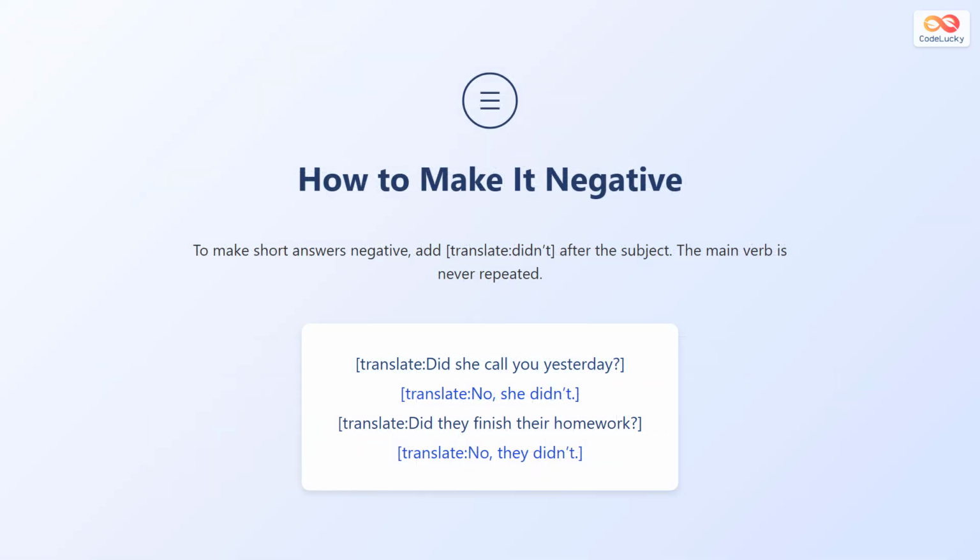To form negative short answers, use did not after the subject. Do not repeat the main verb. For example, "Did she call you yesterday?" "No, she did not." "Did they finish their homework?" "No, they did not." The pattern stays simple: subject and did not.